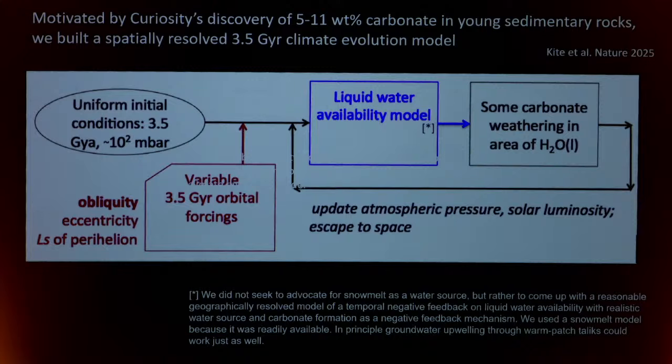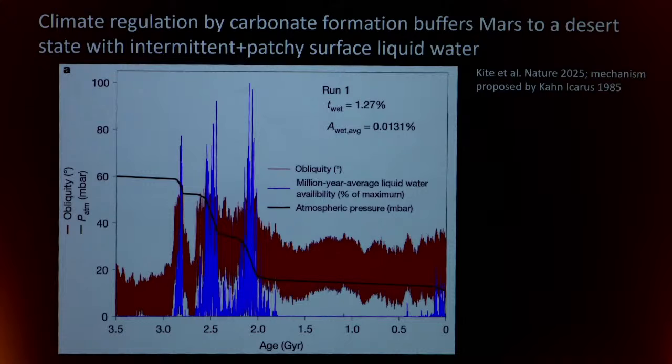So solar system orbits are chaotic, and so Mars's obliquity is chaotic. And so we drive the model with many different orbital forcings. I'm only going to show you a couple, but there are many more orbital forcings in the paper. So this is typical output from our model. The black line is the atmospheric pressure. The blue line is the liquid water availability, and the red line is the obliquity. The red line differs between model instantiations, so these are just different chaotic orbital forcings.